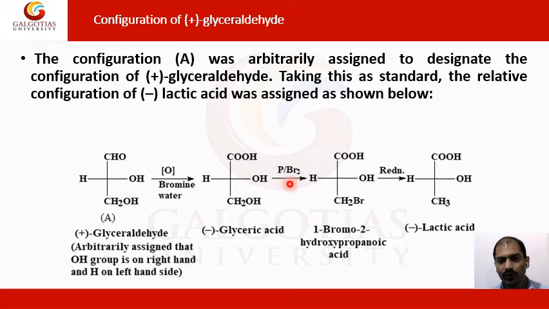After reacting with bromine or phosphorus, the bromination is taking place. You can see here this is making CH2Br, and the OH group is being replaced from its position. So now this 1-bromo-2-hydroxy propionic acid is converted from the starting molecule. Further reduction will lead to another molecule, which is minus lactic acid.